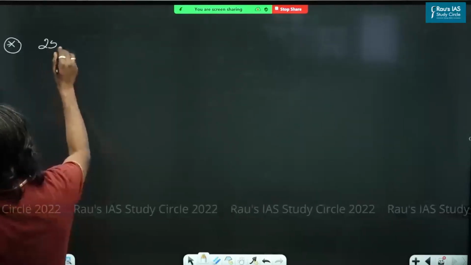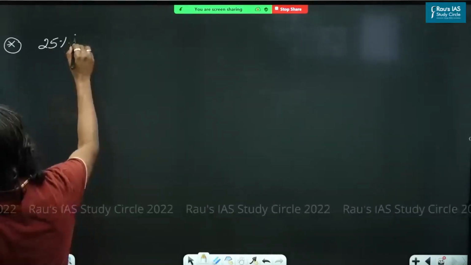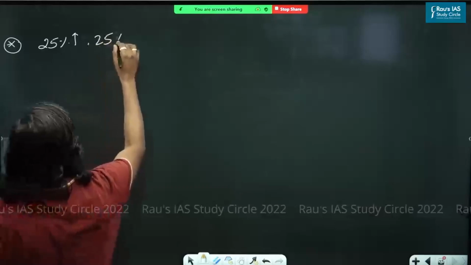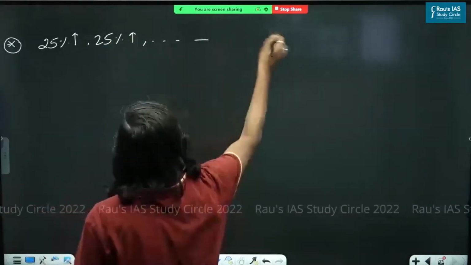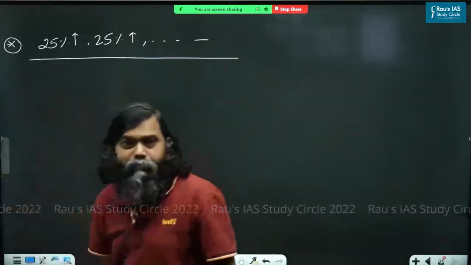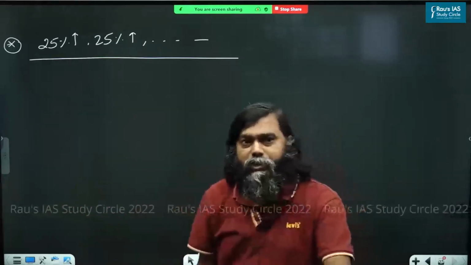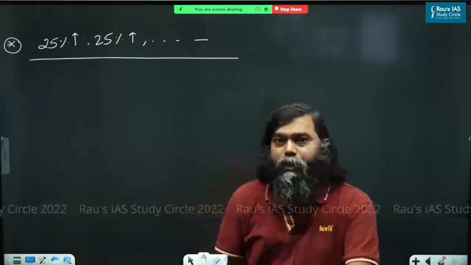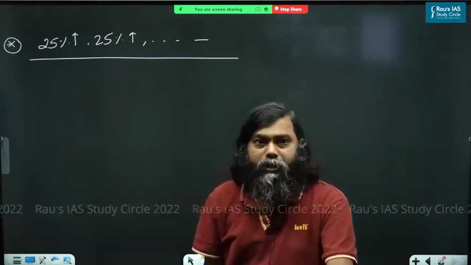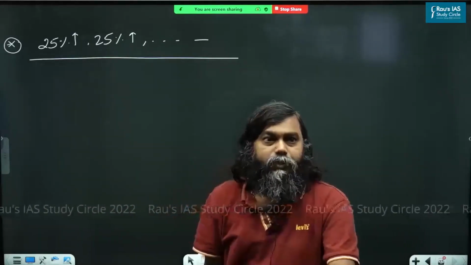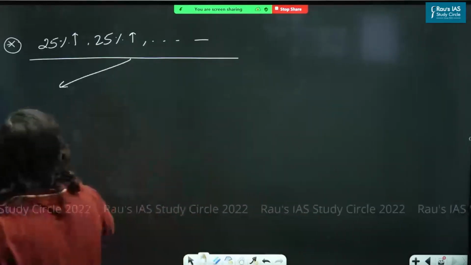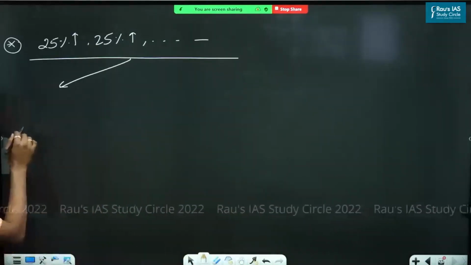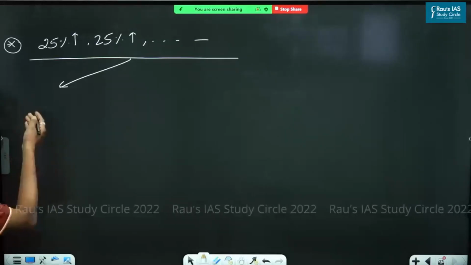For example, 25% increasing, 25% increasing, like that for some years. So, can we solve this by generalization also? Yes. Calculate 1 year and extrapolate to n number of years. So tell me, after 1 year, how much is my income?